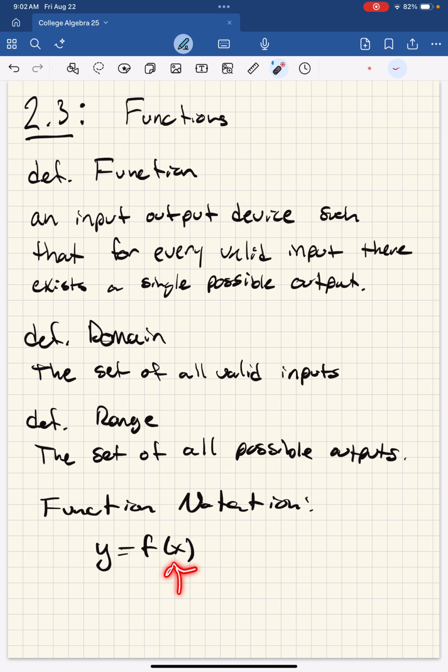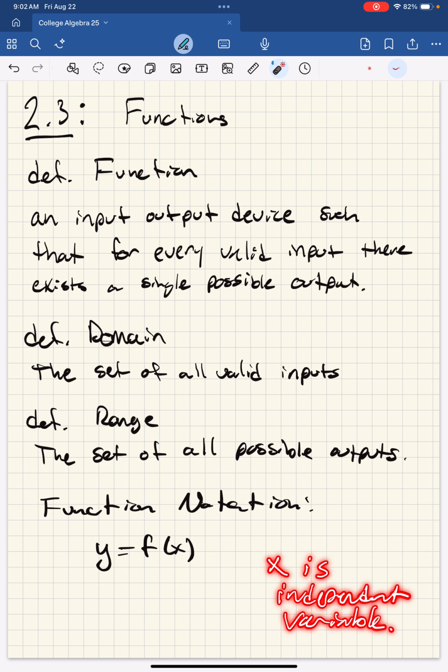So inside the parentheses is the input. So x is the input, meaning it's the independent variable. Now outside the parentheses is the output, and the output is y.